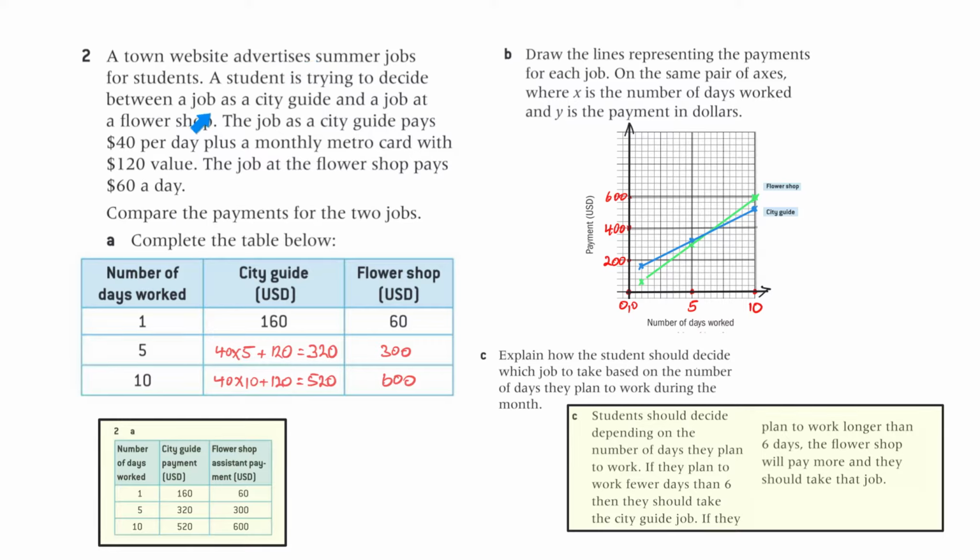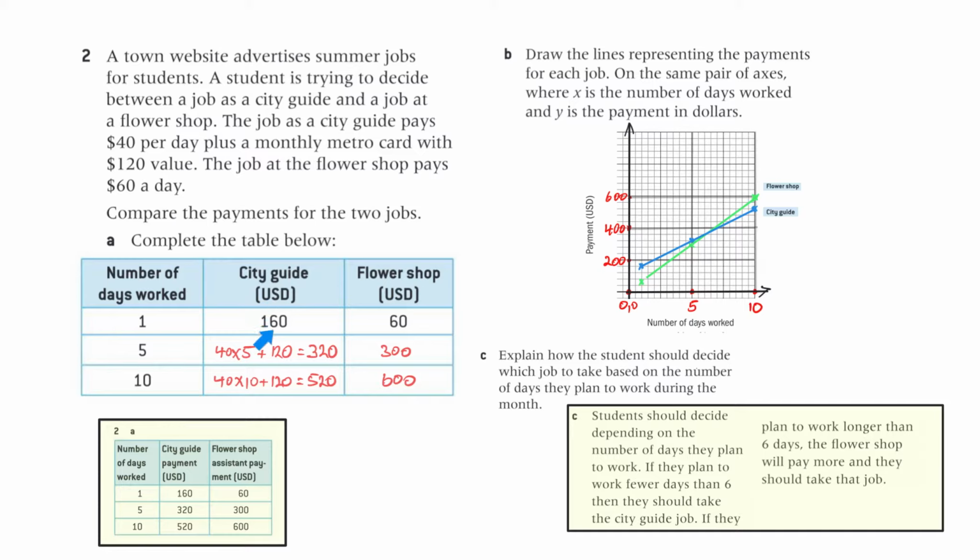Question 2: a town website advertises summer jobs for students. A student is trying to decide between a job as a city guide and a job at a flower shop. The job as a city guide pays $40 per day plus a monthly Metro card with a $120 value. The job at the flower shop pays $60 a day. Compare the payments for the two jobs. Complete the table below. Days worked: 1, 5 and 10.